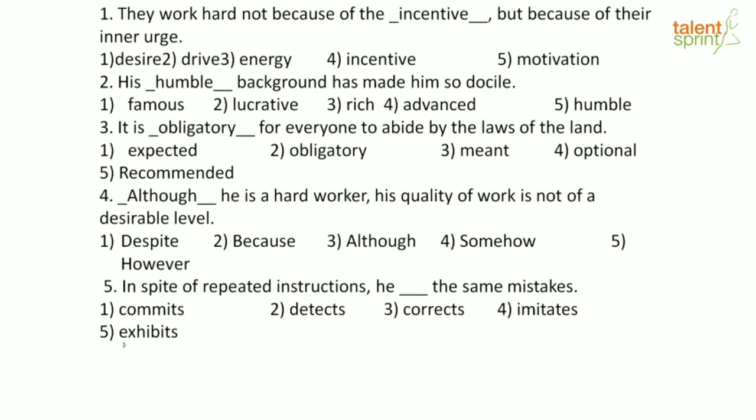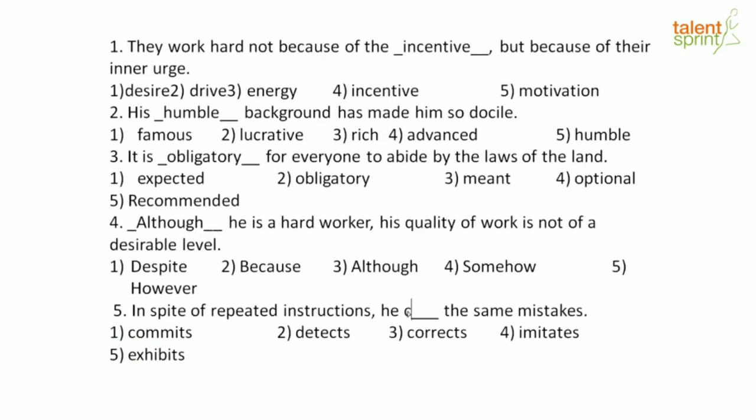Definitely all these 4 words are not the right vocabulary fit in this context, right? He's not detecting anything, he's not identifying anything, he's definitely not correcting it because he is the one who is doing the mistakes. He's not imitating anybody, and it's not a show that he's exhibiting, right? So he commits, it's something that he does. So the answer is option 1.